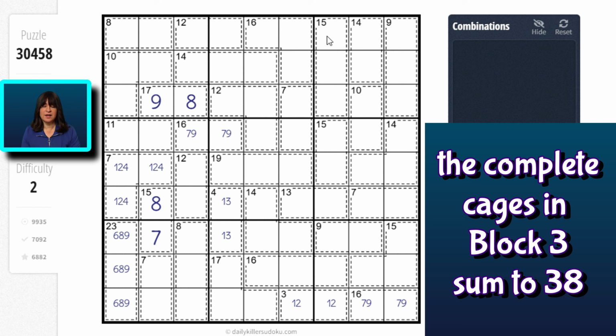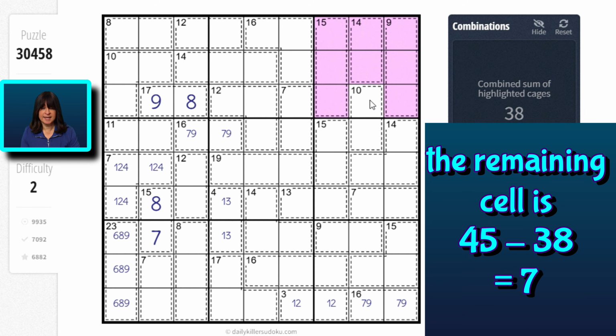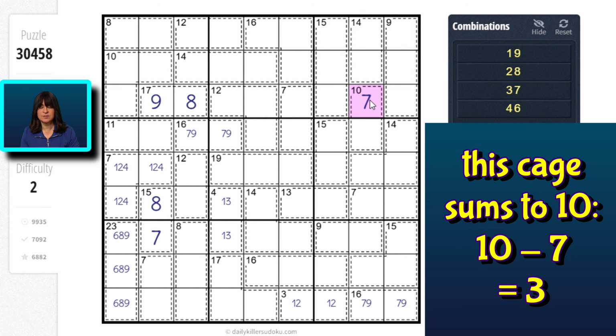And here in block 3, we have a similar situation. These cages are all contained in block 3, and they contain 8 cells summing up to 15 plus 14 plus 9 is 38. So what's missing? And again, it's the 7. And since this cage sums to 10, if this is a 7, then this is a 3.